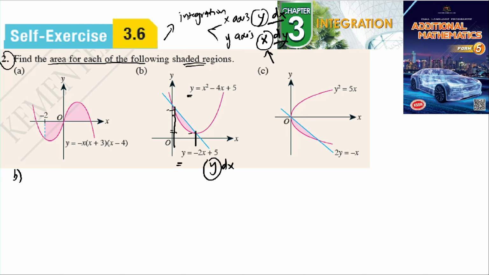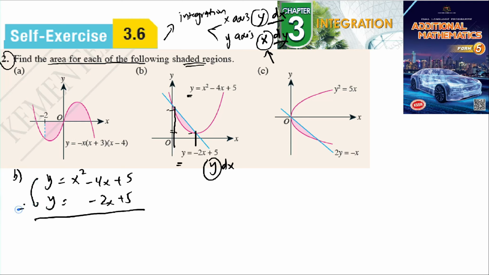We can find it from the intersection. We know that y is equal to x squared minus 4x plus 5, and y is also negative 2x plus 5. I just write it like this because I want to eliminate by subtracting, so y will become 0. So this one will become x squared, negative 4 minus negative 2. Negative 4 minus negative becomes positive, so negative 4 plus 2 is negative 2x. And 5 minus 5 is 0. So you end up with this.